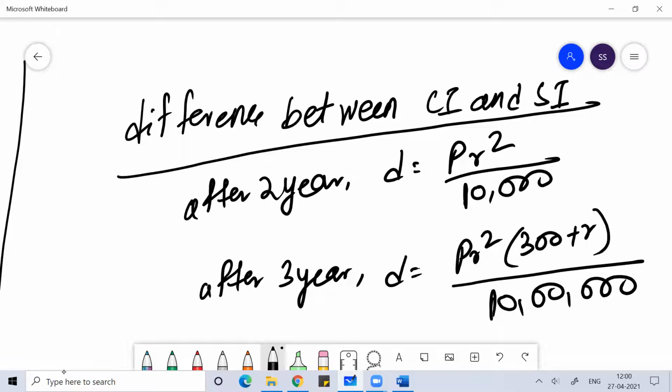The difference between compound interest and simple interest after 2 years, and the difference after 3 years. If you want the derivation, I can do it also, but I don't think you people would be very interested in the derivation of this formula. If possible, you can understand it this way. This would have been much better. Any doubt, any question?